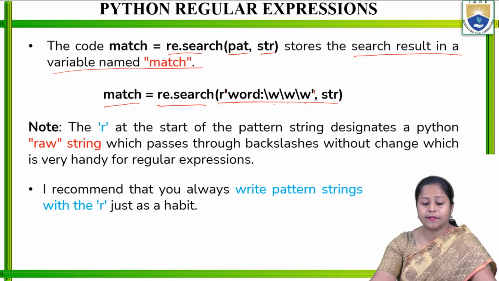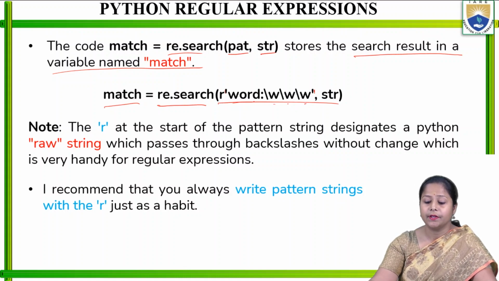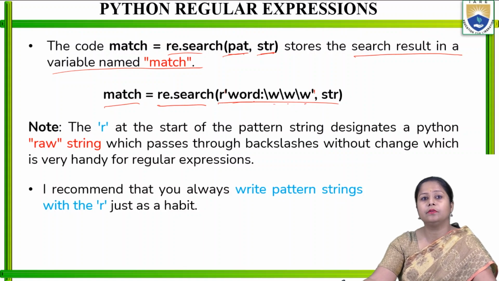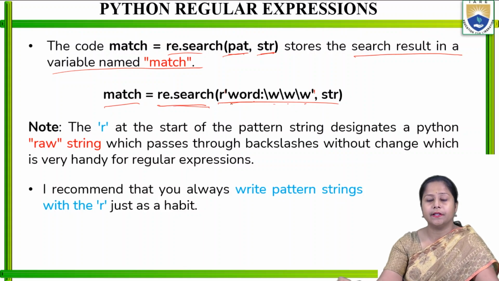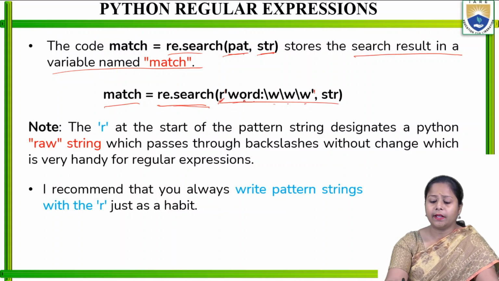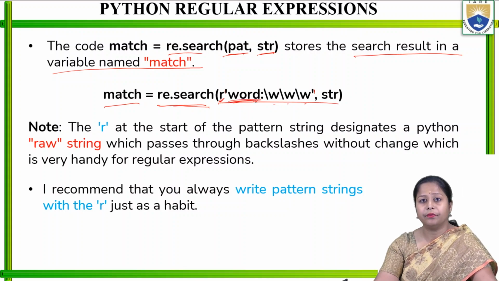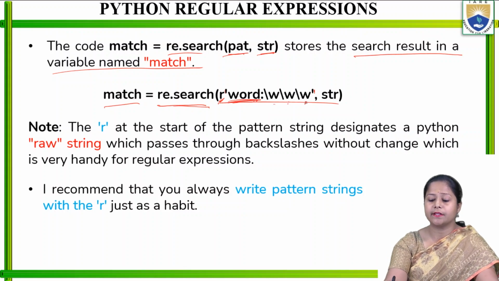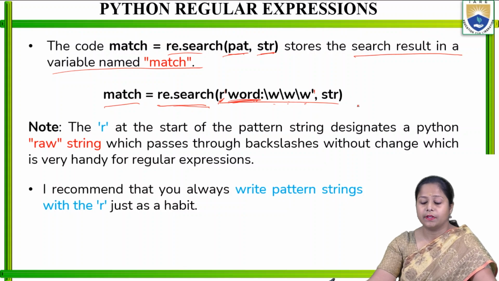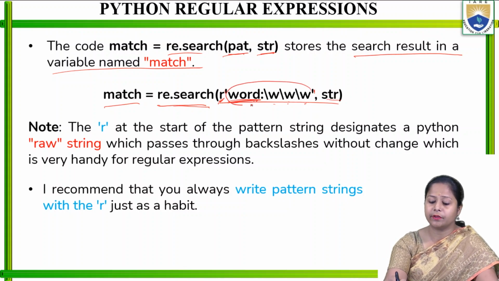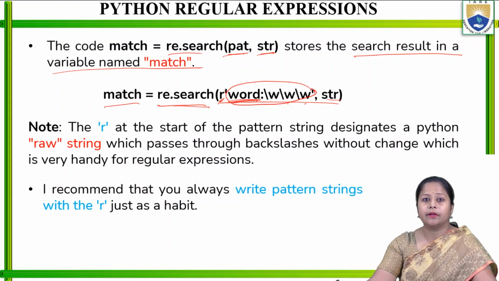So here let's discuss the code match = re.search(pat, str), which is storing the search result in a variable that we have declared as match. Now I would like to write it in another way. If I write match = re.search and in the bracket a small r, then the string word:\w\w\w in single quotes, and then comma str. This pattern we have given as per our requirement and need.